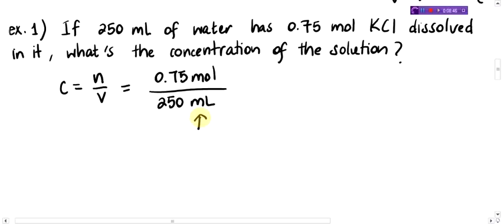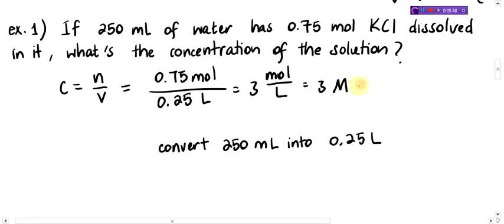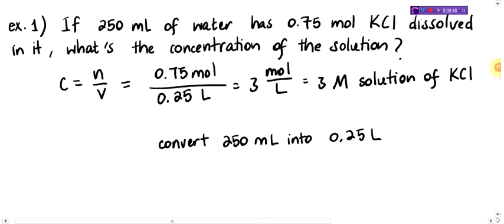Now remember, for our formula, we need to have our volume in liters. So we need to convert 250 milliliters into liters, which would be 0.25 liters. So this is a straight division. We go 0.75 divided by 0.25. We end up with 3 moles per liter, or a 3 molar solution of KCl. Let's try another example.